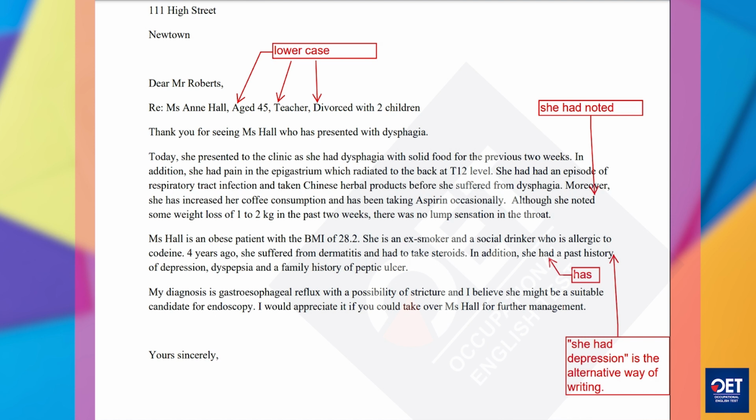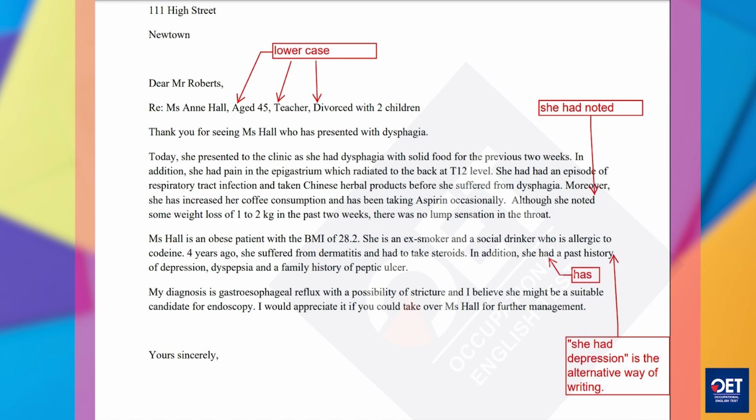Then the main message, you can write my diagnosis is gastroesophageal reflux with the possibility of stricture, and I believe she might be a suitable candidate for endoscopy. Or you can write, I believe endoscopy may be required in this case. I would appreciate if you could take over Miss Hall for further management.